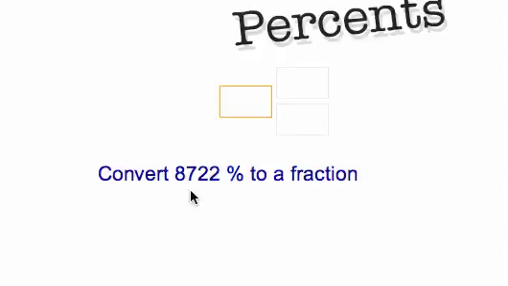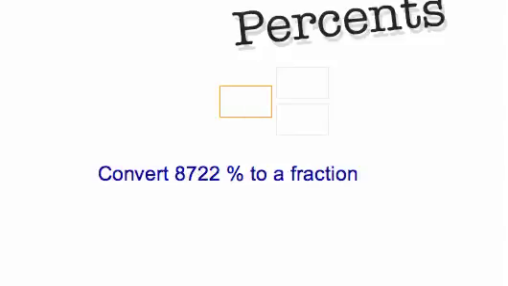This is percents, level 2. We're converting 8,722% into a fraction. Okay, there's a couple of ways of doing this. One way is we can convert it to a decimal. I think that's probably the easiest way, which is 87 and 22 hundredths, right?